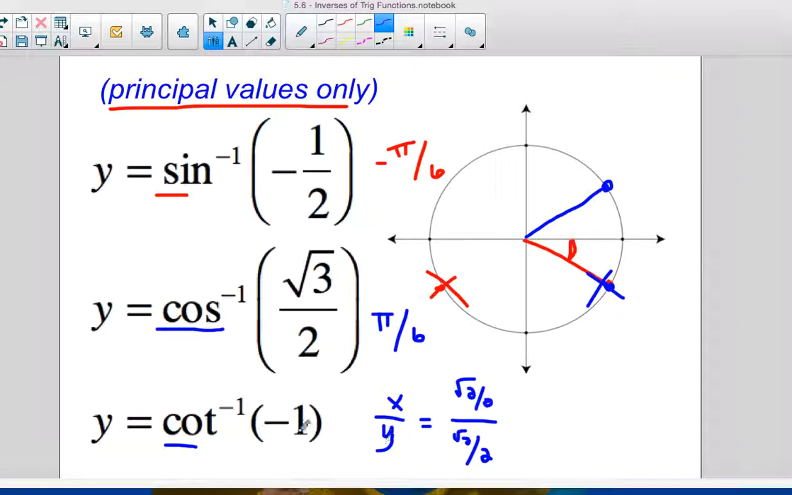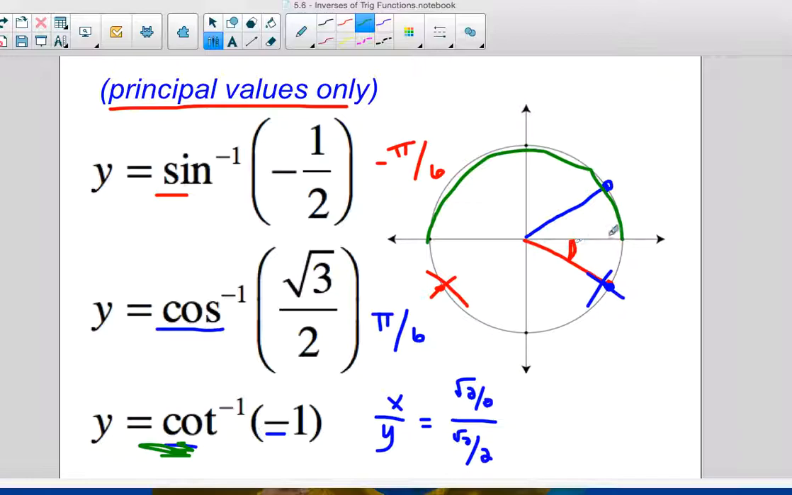Now the question is, which one's negative? Because it's a -1. So this is where, again, the principal values are going to be helpful. I'm going to do this one in green, because that will tell you which quadrant you're in. So for cotangent, same thing as cosine. So you're between 0 and pi.